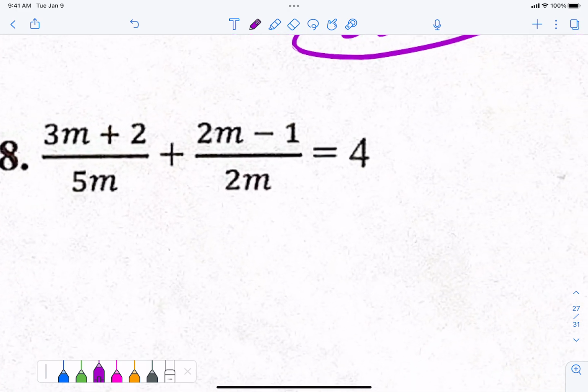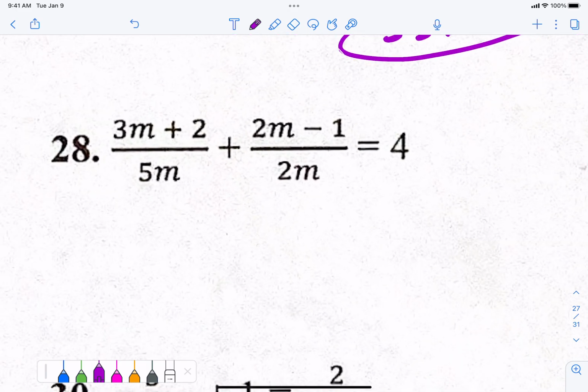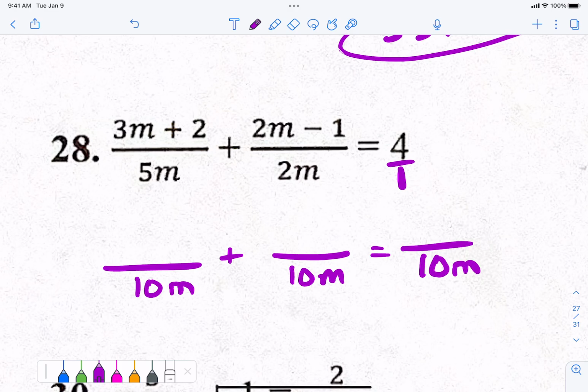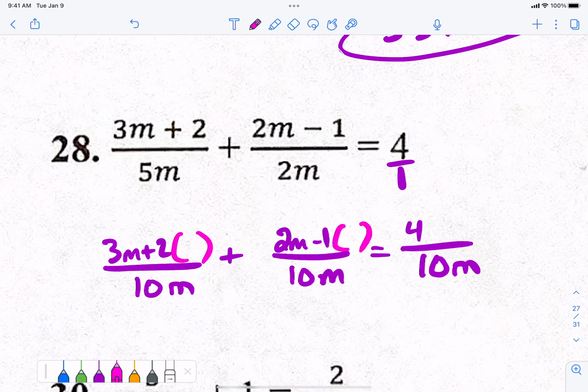All right, 28. What's the denominator on 4? 1, right? Okay. So now I'm looking for a common denominator. 10m, right? Are we getting better at identifying those? All right. We've got 3m plus 2, we've got 2m minus 1, and we've got 4. We've got to multiply by what each needs.